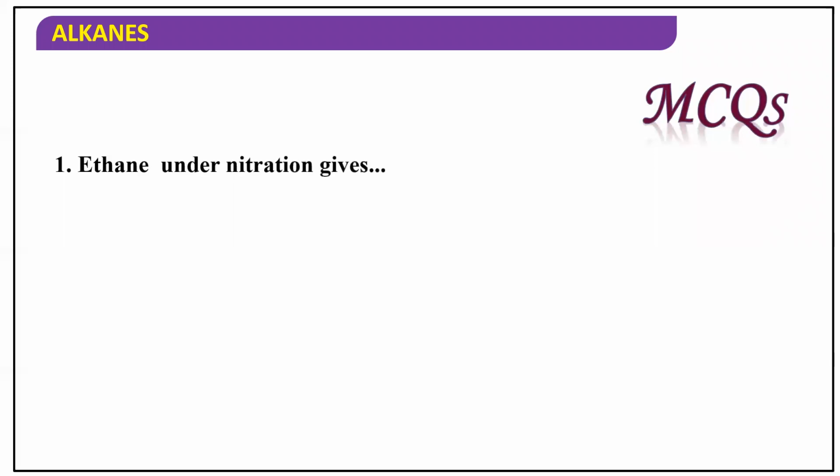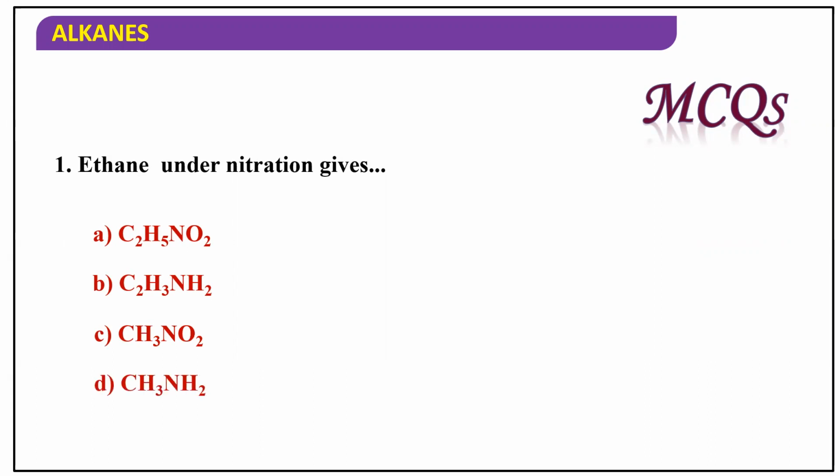Let's have a look at a few MCQs. Ethane under nitration gives us what? Will it give nitroethane, or will it give an amine? Will it give nitromethane, or will it give aminomethane? Nitration is a reaction where a nitro group is introduced during the course of the reaction. So therefore, ethane upon nitration will give us nitroethane, C2H5NO2.